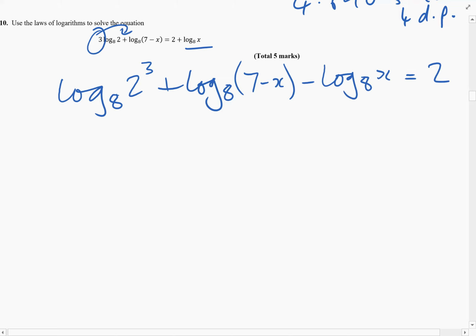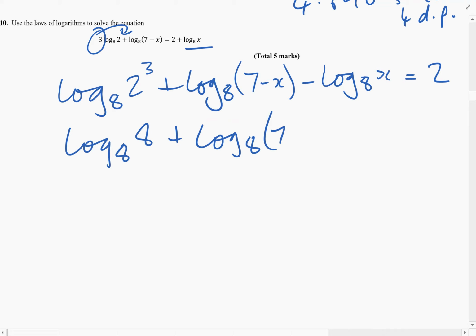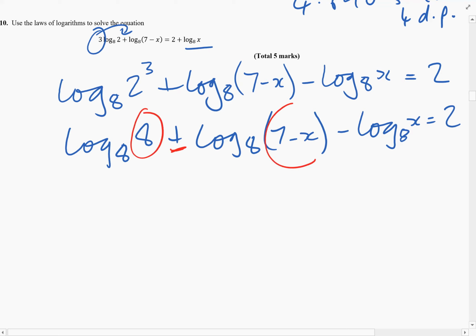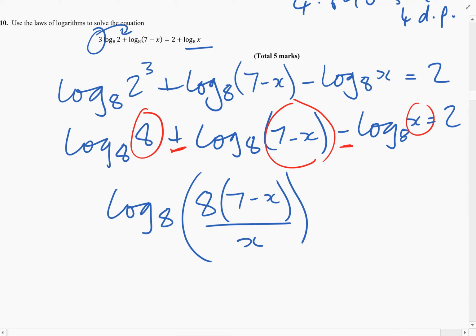Okay, so what I've done there is I've made it so that all the logs are on the left and that there aren't any coefficients apart from 1 or minus 1. Okay, so now we can simplify these logarithms. I'll just write 2 cubed as 8 first. Okay, and then you can use the laws of logs, because when you add logs together, you multiply them. And when you subtract logs, you divide them. So because there's a plus here, we can do this multiplied by this, because there's a minus here, we want to divide everything by this. Okay, so the left hand side becomes log 8 of 8 times 7 minus x all over x, and that will equal 2 on the right hand side.